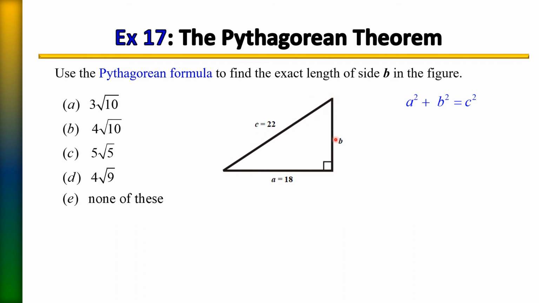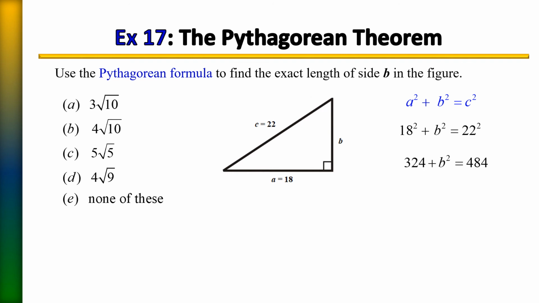What we don't know is B. We don't know this particular side. So let's go ahead and plug in everything we know to find out what we don't know. When we plug those values in, it's going to look like so. Next, we need to square those, the 18 and the 22. So 18 squared and 22 squared is going to give us like so.